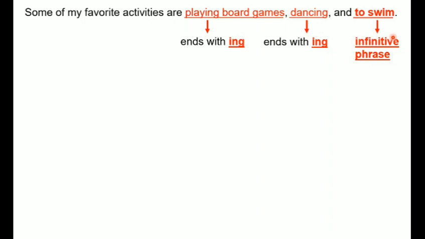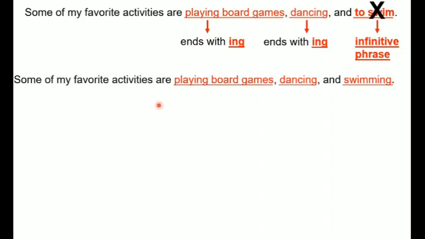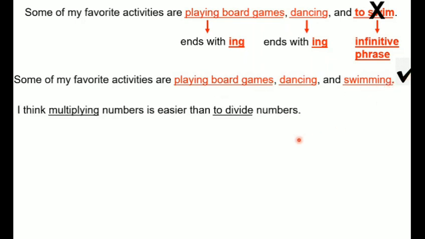Now, since these three elements are not the same, it is not correct, so this is wrong. Now, to make it correct, it should be like this. Some of my favorite activities are playing board games, dancing, and swimming. All elements now end in -ing, so this sentence is now correct.